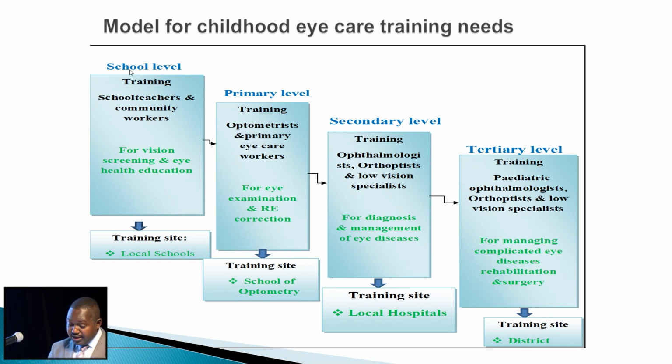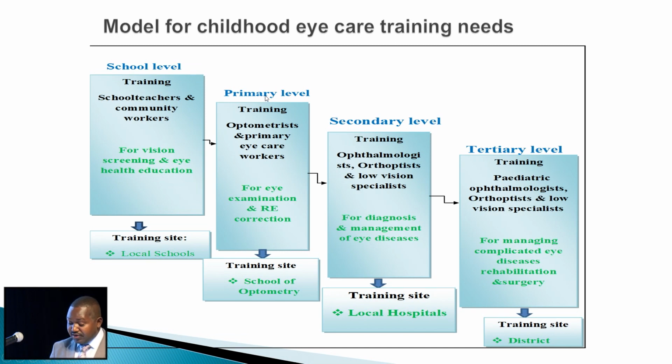For example, at the school level, we need to train school teachers and community health workers for vision screening and eye health education. The training site should be at the local school.